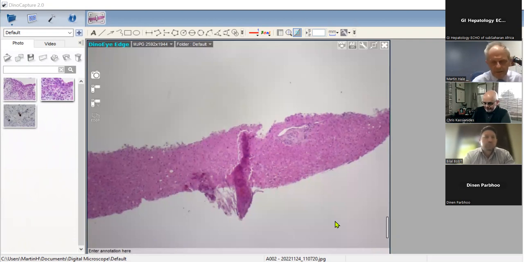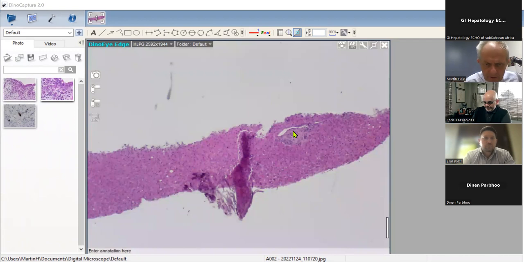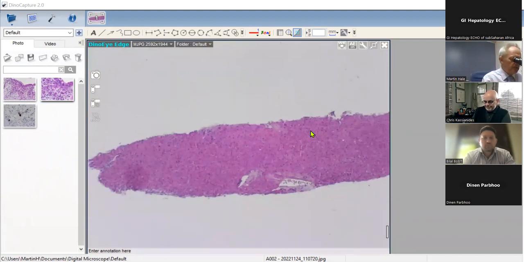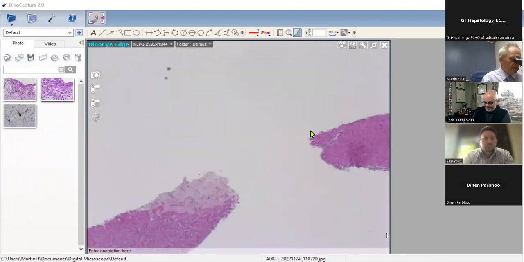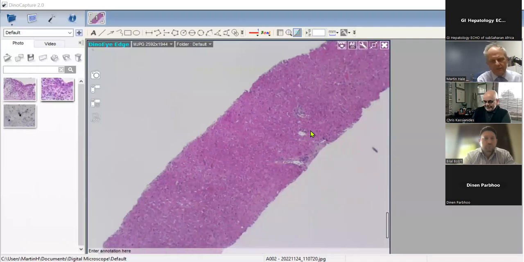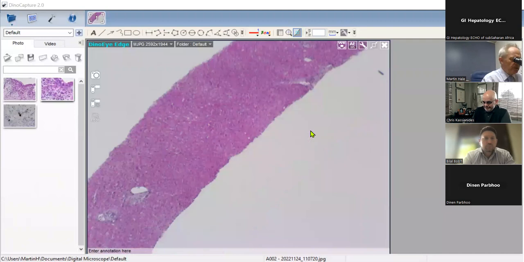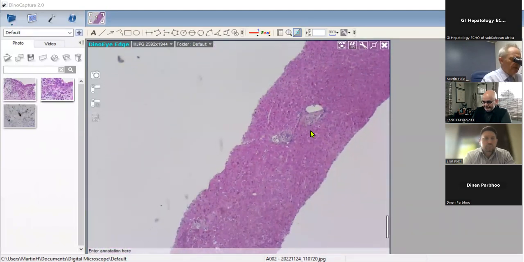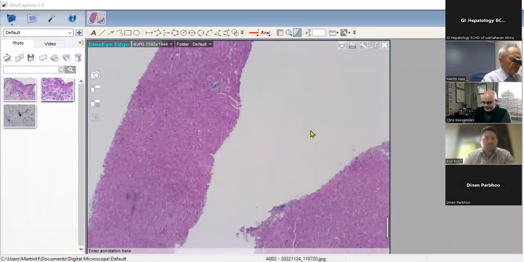And you can see just under low power examination that the architecture of this biopsy is normal. There's a portal tract there and another portal tract and a central vein over there. Got a couple of biopsies. And remember I said that if you've got a fragmented biopsy, that means... normal biopsies tend to hold themselves together. And this is an example of that, where you've got hepatic tissue which is surviving and it's in good shape.